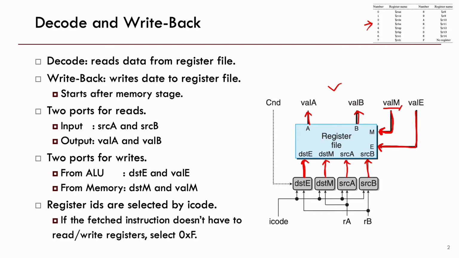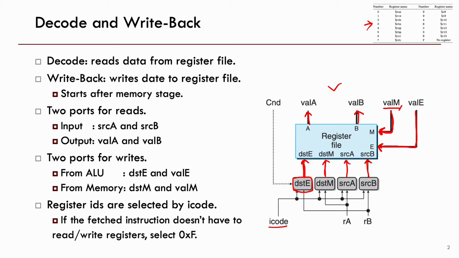But the actual register IDs are selected by the instruction code, or icode. And if the fetched instruction does not have to read or write registers, then it selects F. So in front of the four input ports, dest E, dest M, source A, and source B, there is control logic that selects the correct register IDs, based on the instruction code.